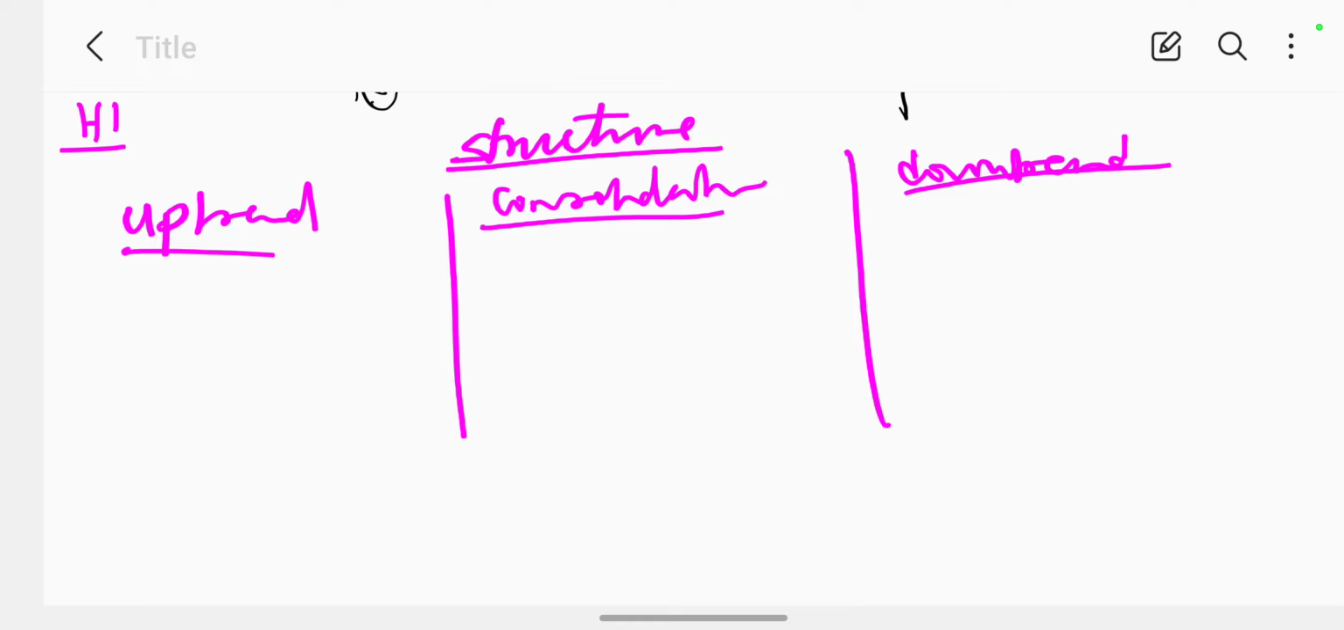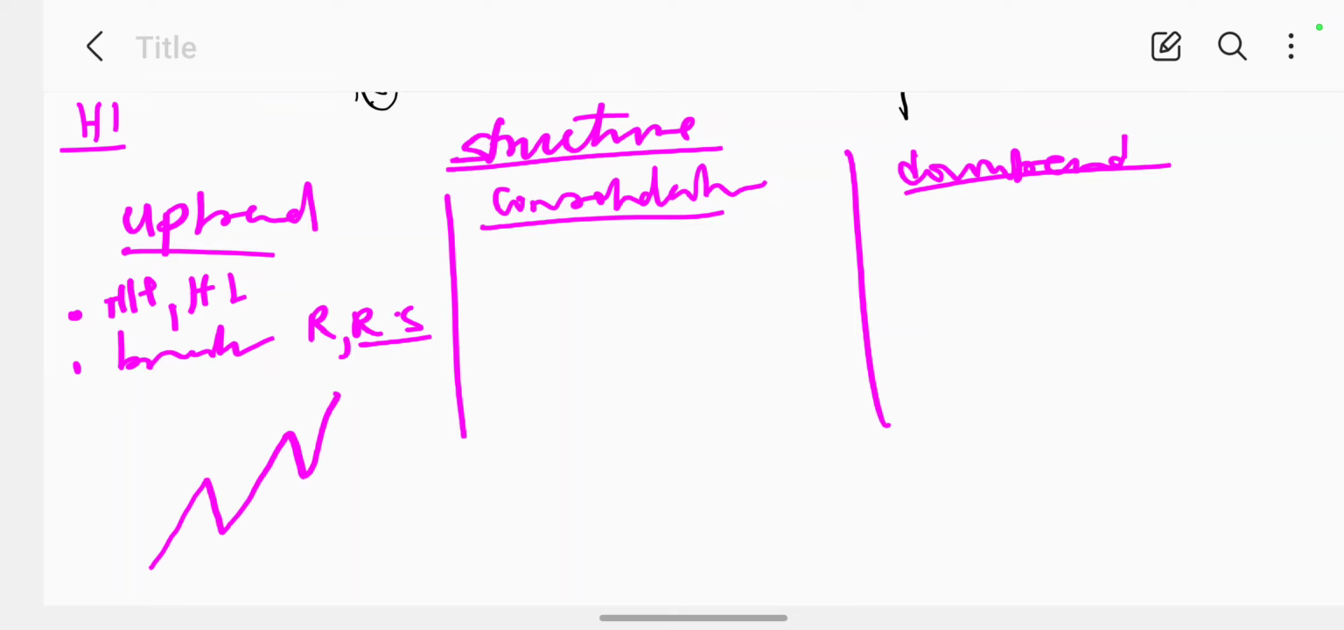So how will I tell that H1 is going up? It will be forming a higher high and a higher low. That's when you know that it is going up, and it will be breaking resistance and respecting support. Remember what a higher high is: this is a high, this is a high, and this is higher than that. This is a low, this is a low, and this is higher than that. That's a higher low, right?